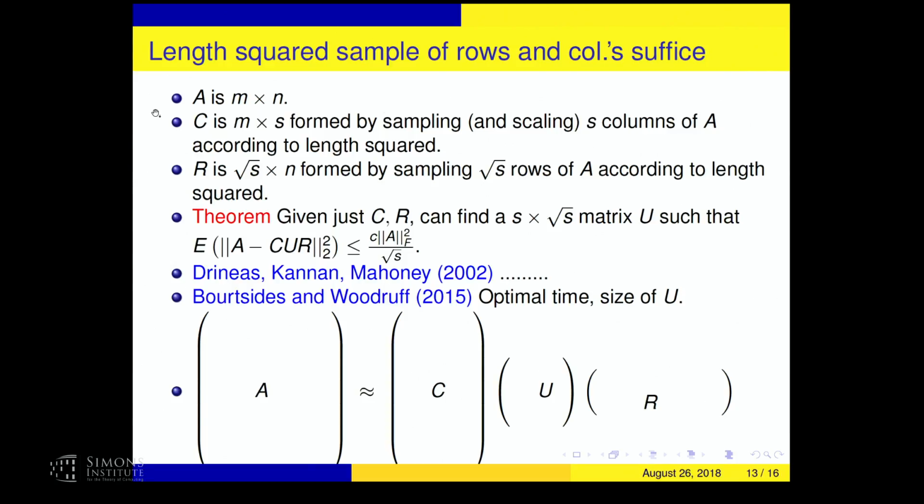So, okay, let me, I guess it's clear what it is, right? The expected spectral norm error is this. The expectation is over random choices of C and R.